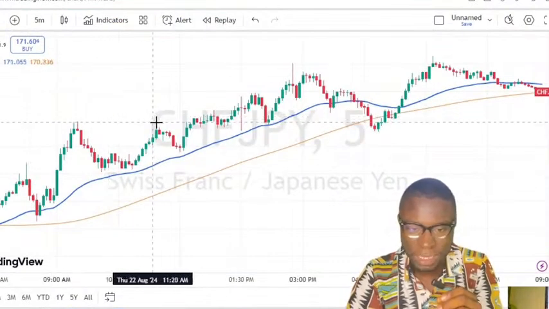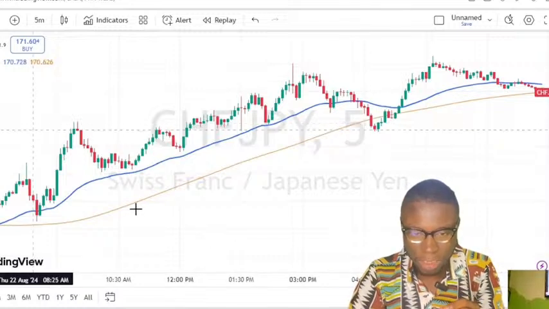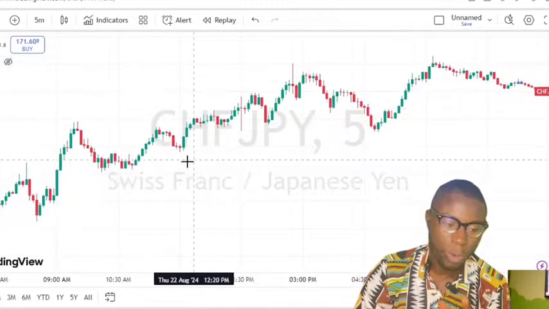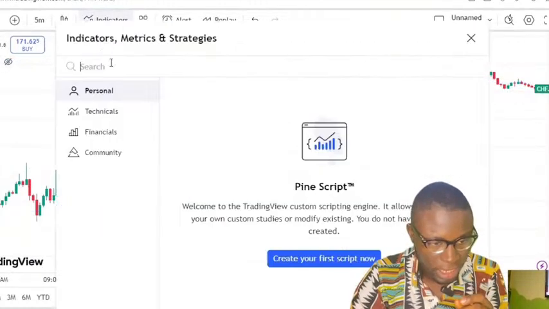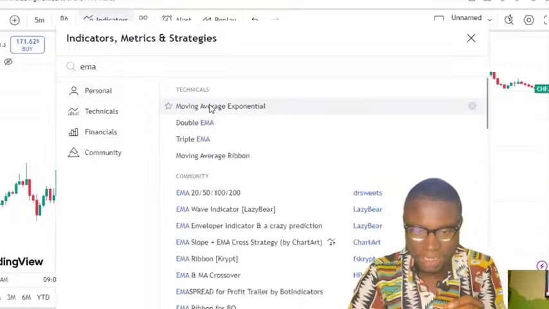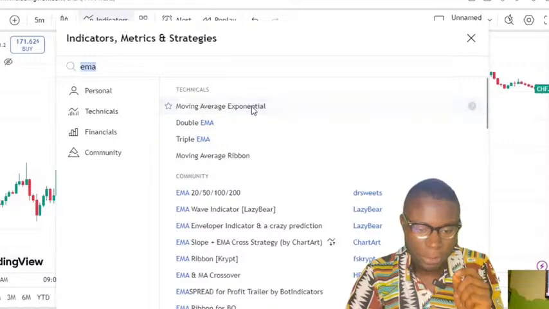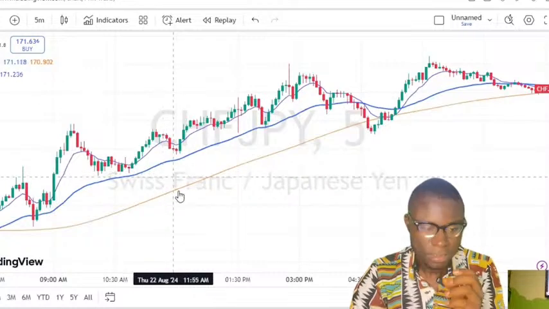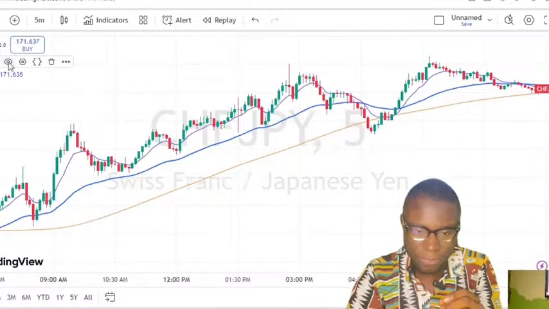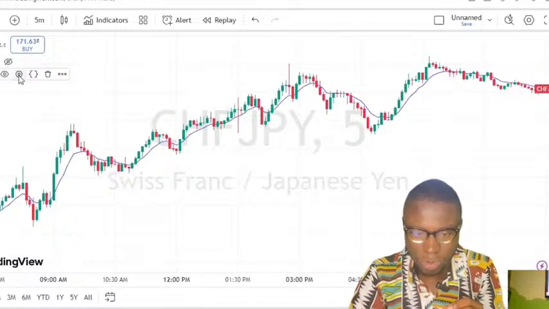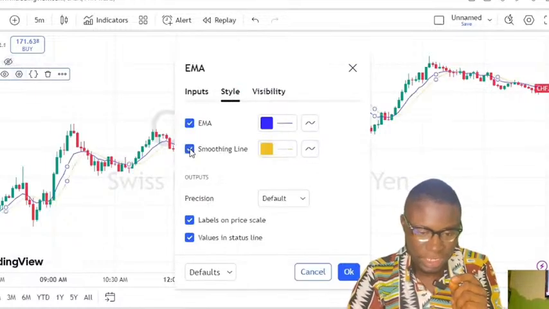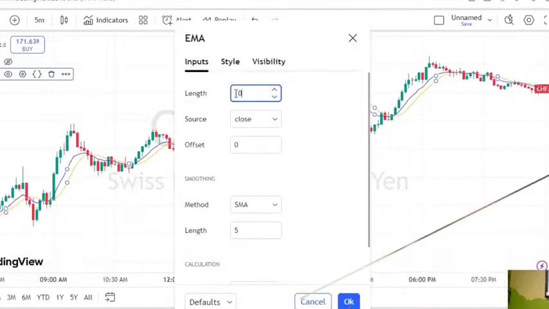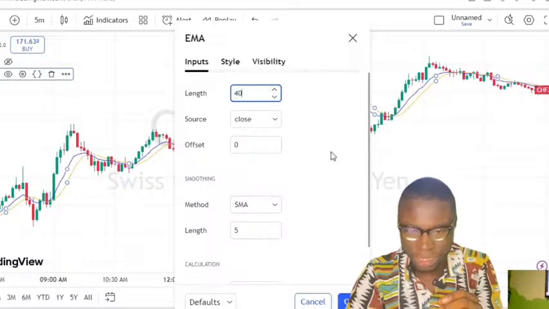Let me show you exactly how to set this moving average on your chart. On TradingView, go to indicators, search for EMA, and click on the first one, this moving average. It will appear here. The one I said is this one. This is the one I'm using. See how I set it up. Click on this here, go to the smoothing box, then come to input. Click and select 40. That's what I want. Leave everything else.